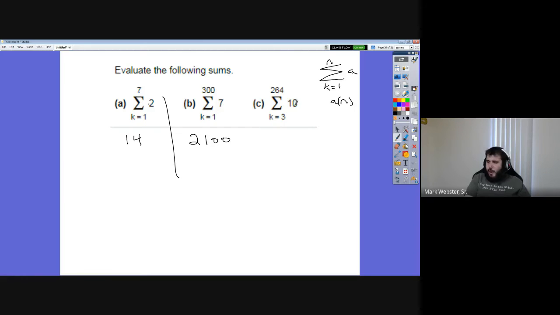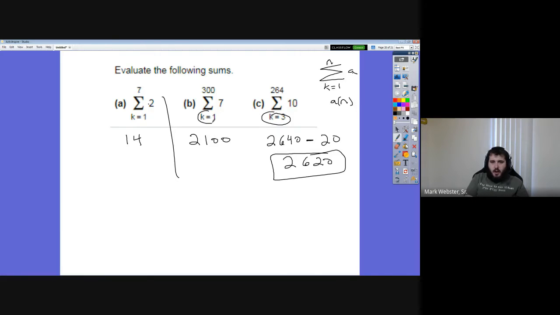Same thing here. If I took 10 and added it up 264 times, but I'm missing the bottom 2. So here's what we can do. We can say, all right, well, I got to subtract. So I'll do the 640, right? 10 times that is that, and then I'll minus the 2 that I'm missing, because I'm missing k equals 1 and k equals 2. So 10 and 10 makes 20, right? So then I can just subtract and get 2620 for my final answer.